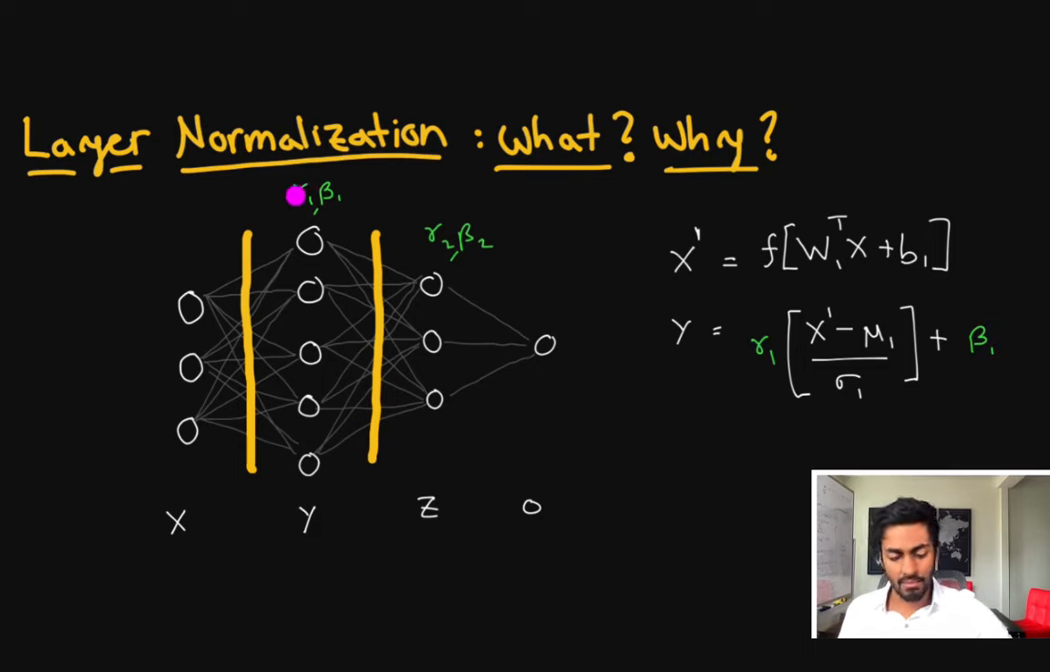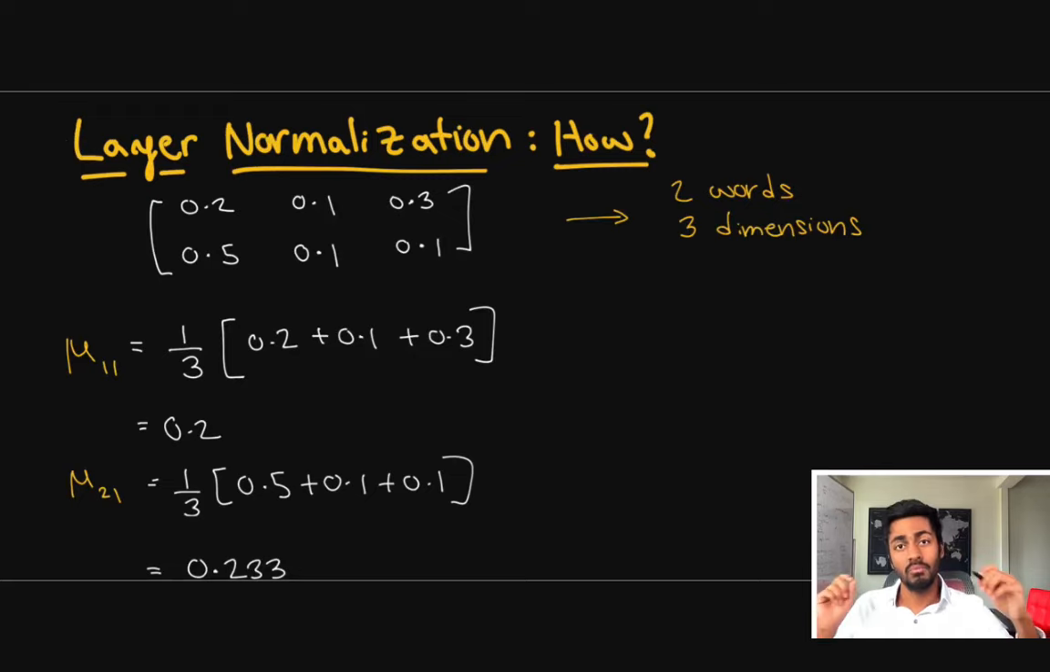Gamma 1 and beta 1 are the same for this entire layer, and gamma 2 and beta 2 are for this layer. Gamma 1 and beta 1, and also gamma 2 and beta 2, are learnable parameters. So as we keep getting more and more inputs to this network over time and perform a backpropagation step, these values are learned and changed in order to optimize the objective of the loss function. Now let's go into more detail by working out an example.